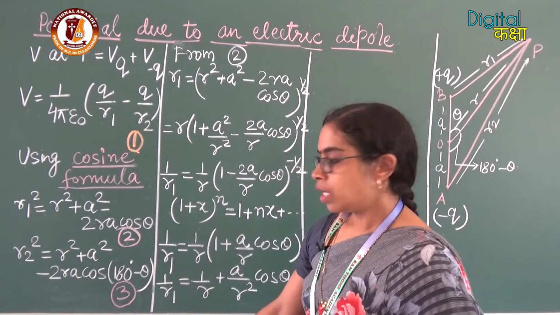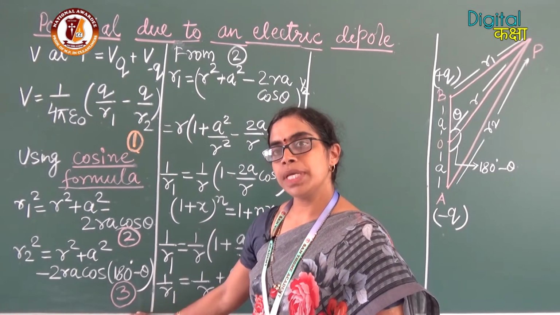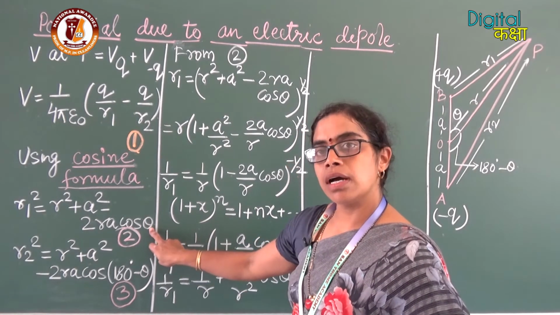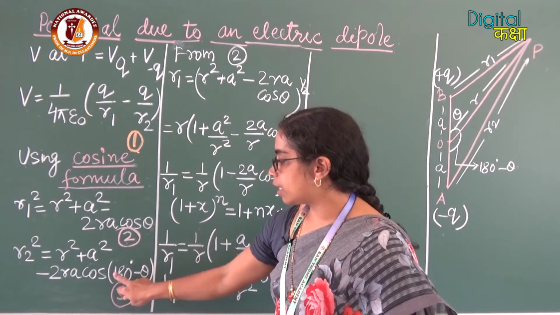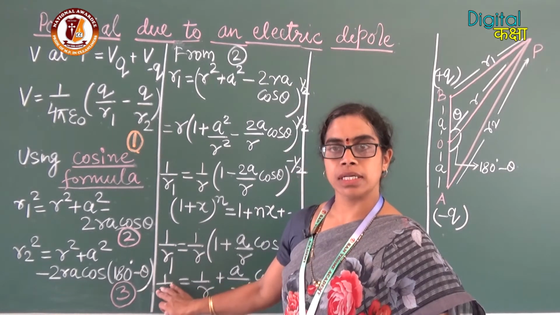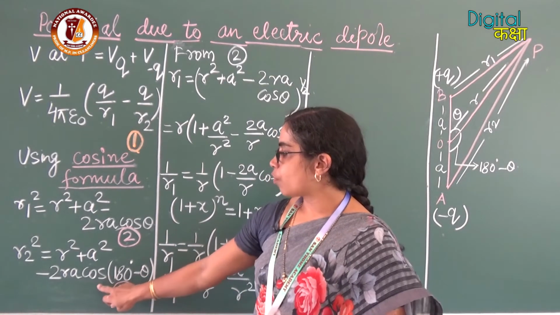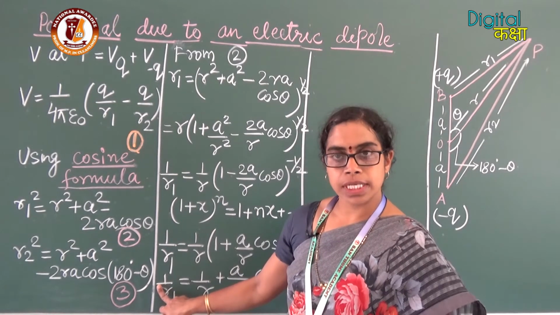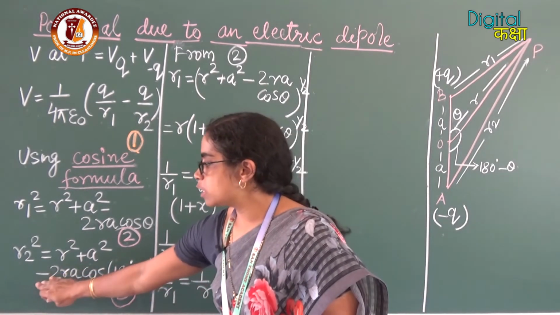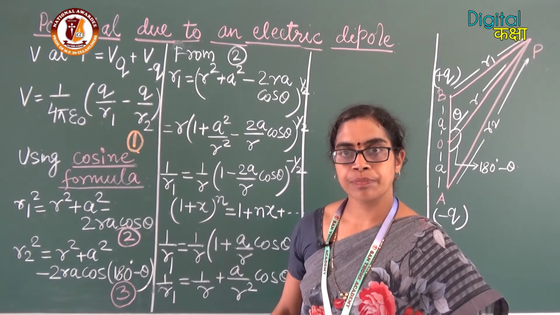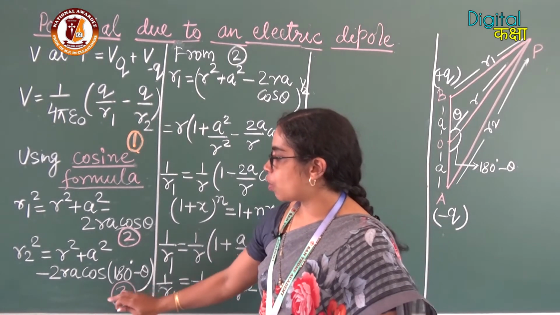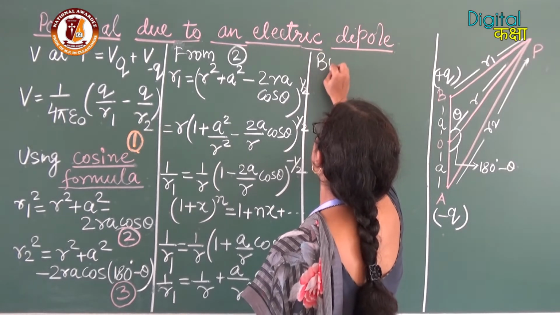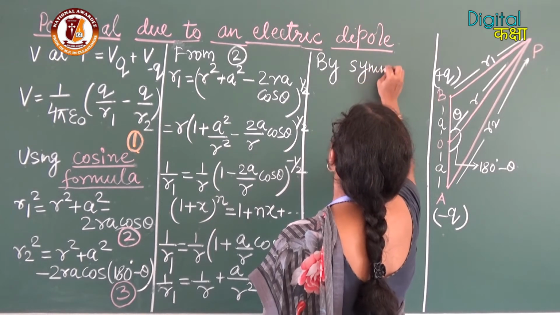In order to get the value of R2 and then 1 upon R2, in equation number 3, let us understand first what will be the changes when in equation 2 the angle theta is replaced by the angle 180 degree minus theta. The value of cos 180 degree minus theta is minus of cos theta. So this minus and this minus will become plus. So there will be a change of the sign.